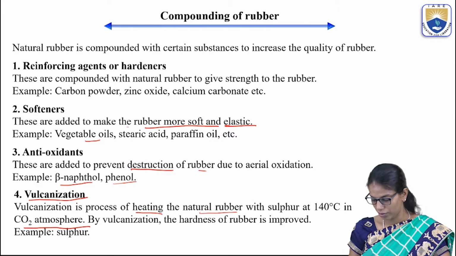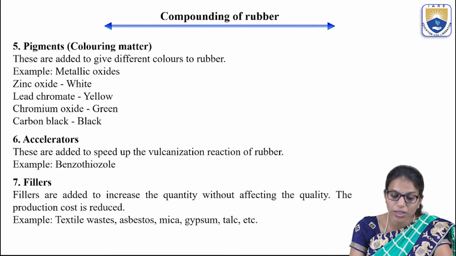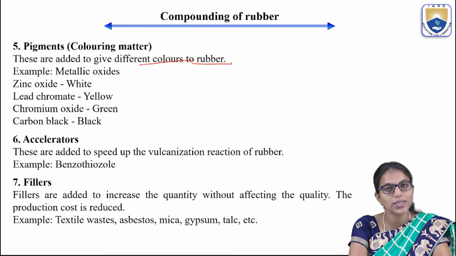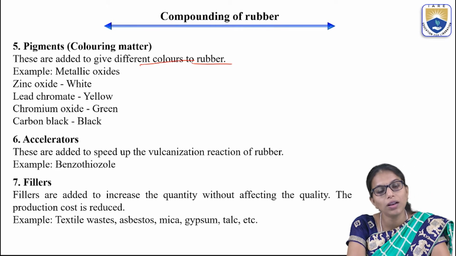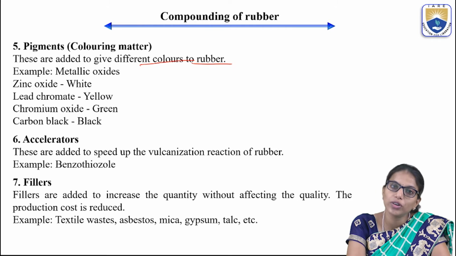We are adding sulfur. Now next is pigments, that is a coloring material. These are added to give a different color to rubber. For example, metallic oxide like zinc oxide for a white color, lead chromate for a yellow color, chromic oxide for a green color, and carbon black for the black color.